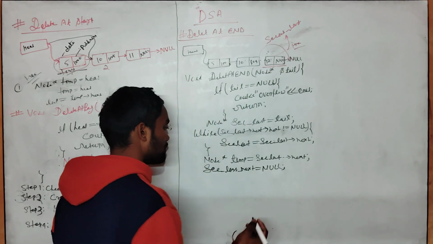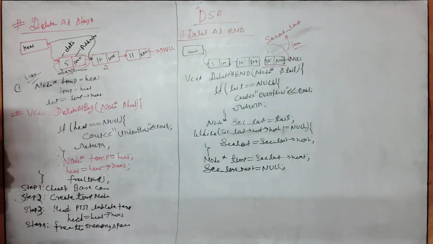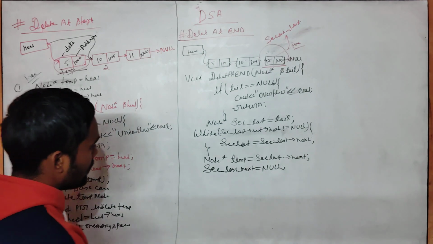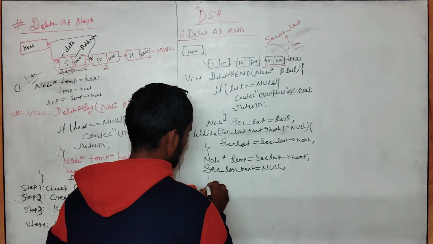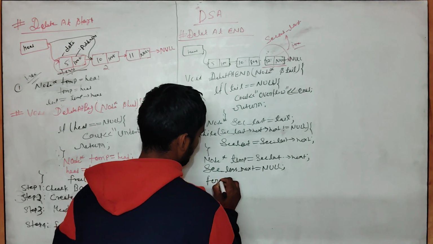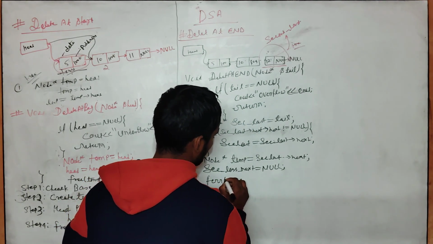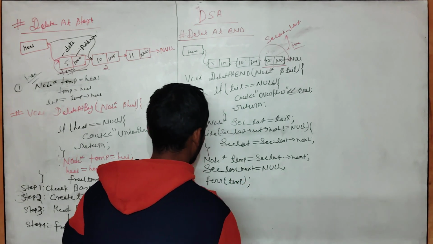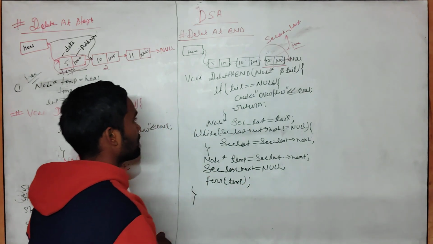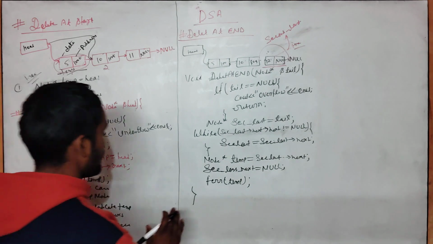Then I want to free the temporary node. Which one will be temp? Here I am writing one thing: free temp. Simply close the loop. What will be the algo here?